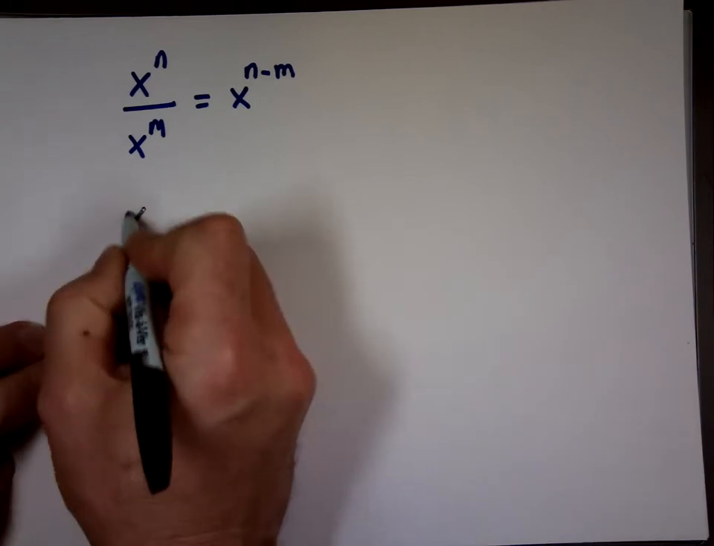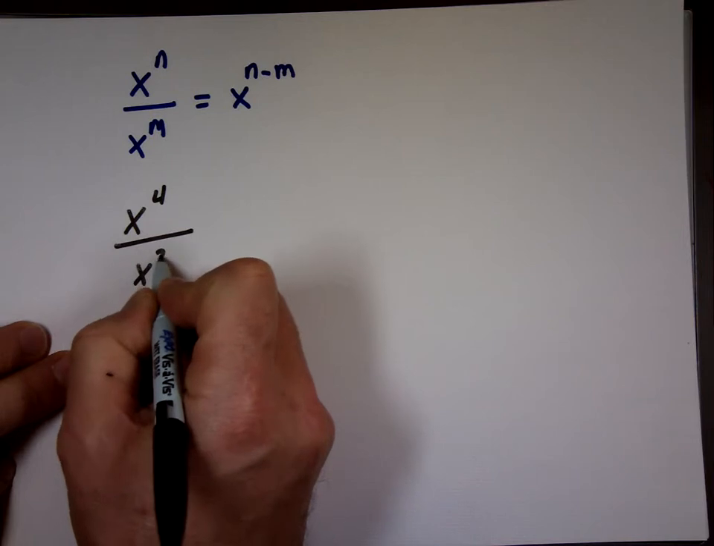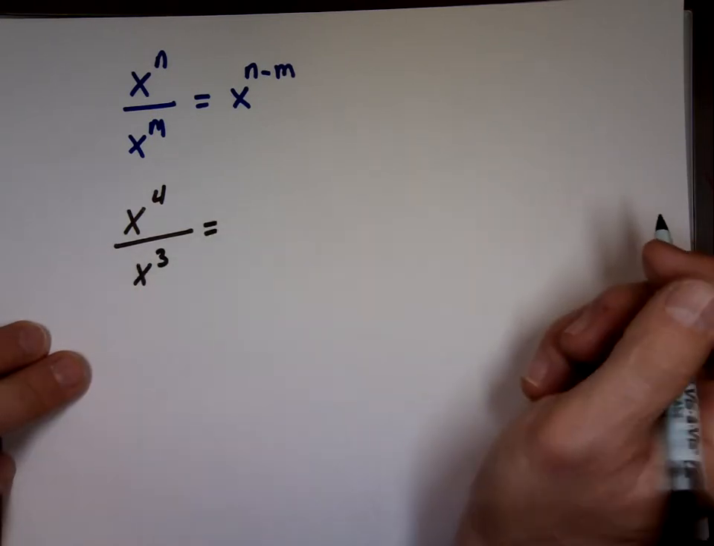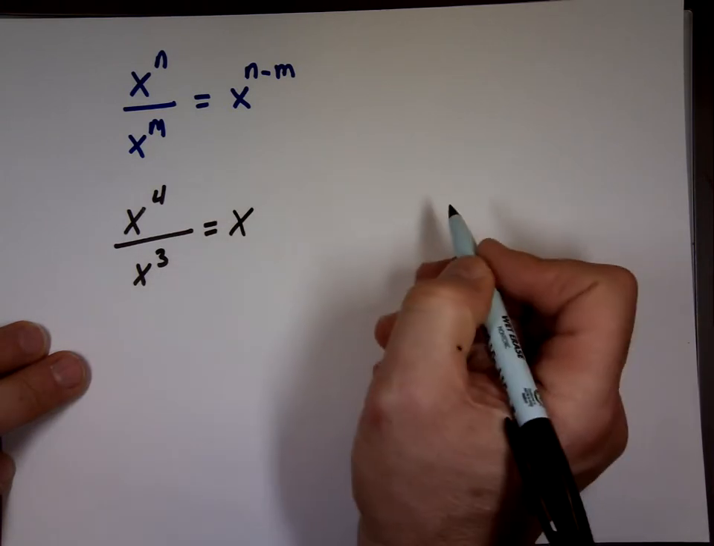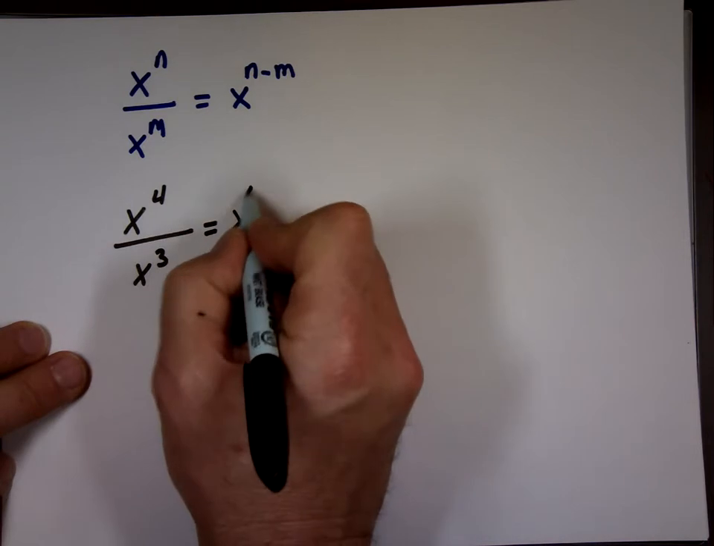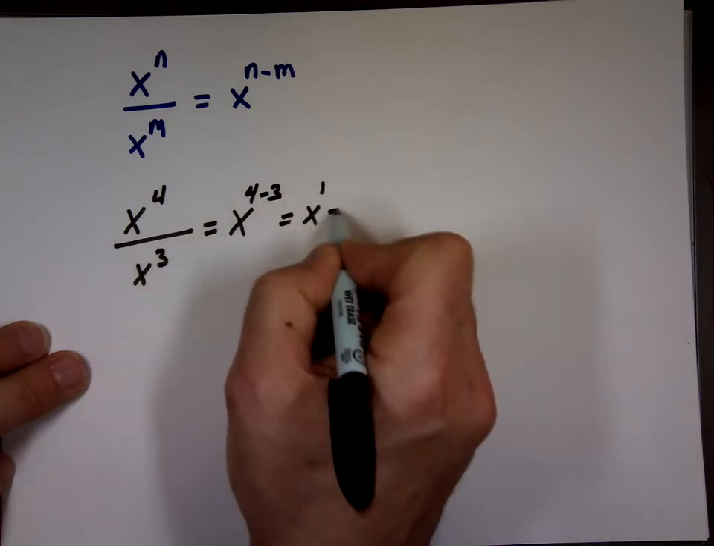X to the 4th divided by x to the 3rd. X to what power? Yep, 4 minus 3, which is 1, right? We never put the 1. Don't put the 1. If you put it, they probably mark it wrong.